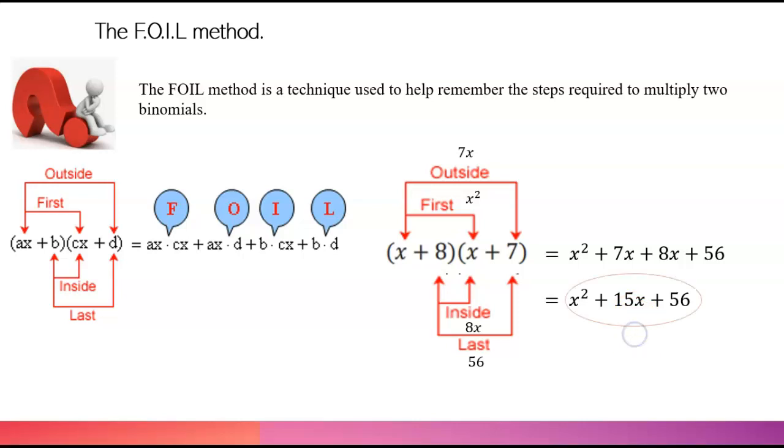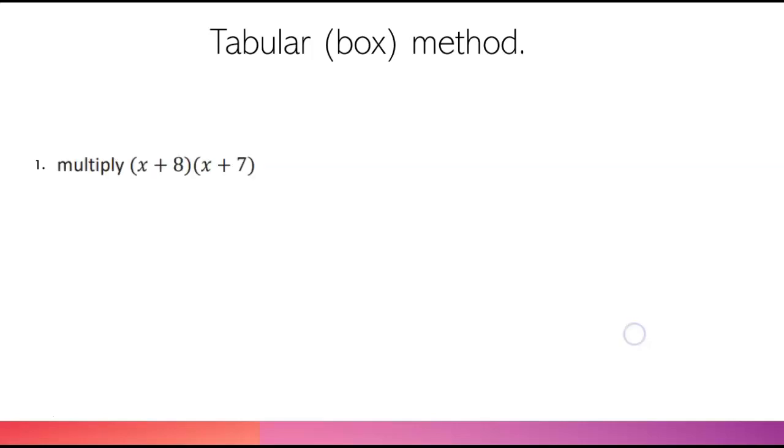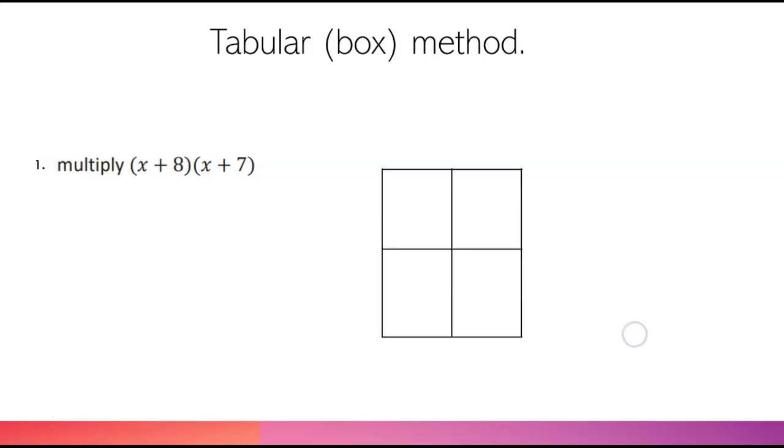Now let's talk about using the tabular or the box method. Let's multiply x plus 8 times x plus 7. We begin by drawing a 2 by 2 box. We put one factor on the top and the other factor on the side. Then we will begin multiplying the terms and placing the products in each box.